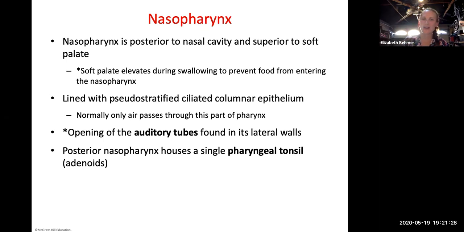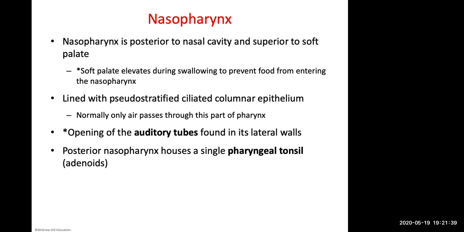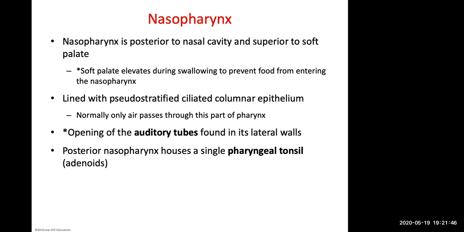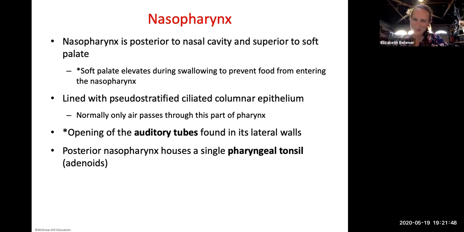Your nasopharynx is posterior to your nasal cavity. And the soft palate is what we talked about, what elevates during swallowing to prevent food from entering the nasopharynx. Food or liquids too? Yeah, you're right. I gave you a terrible example of vomit. Food and liquid from going out through your nose.